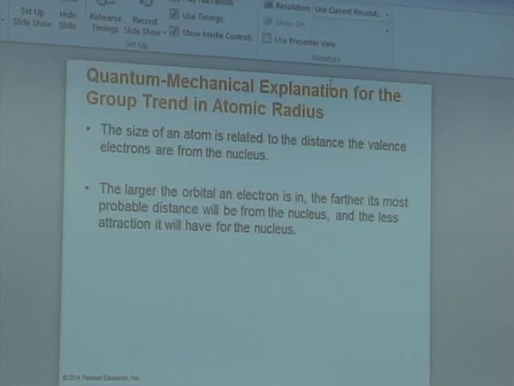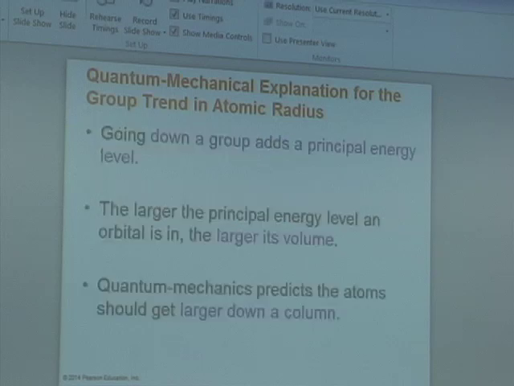So for the quantum mechanical explanation, the size of an atom is related to the distance of the valence electrons from the nucleus, and the larger the orbital, the farther it will be from the nucleus and the less attraction. So this again reiterates going down a group. The larger the principal energy level, the bigger the volume, and so quantum mechanics predicts the atom should get larger as we go down the column, which in fact is true.